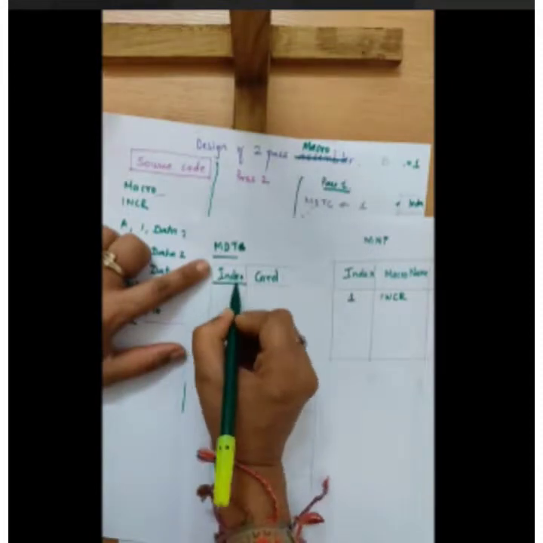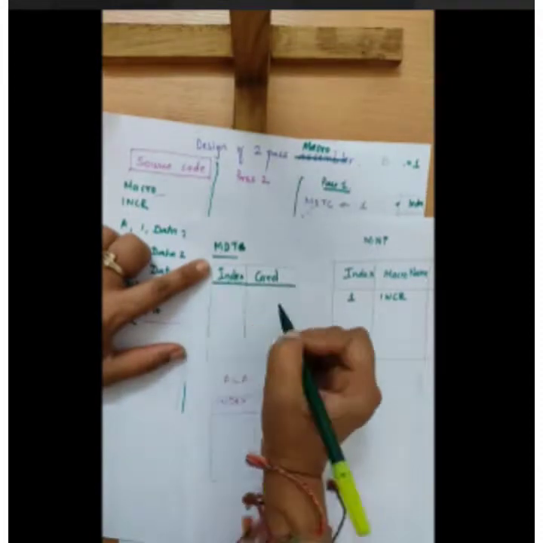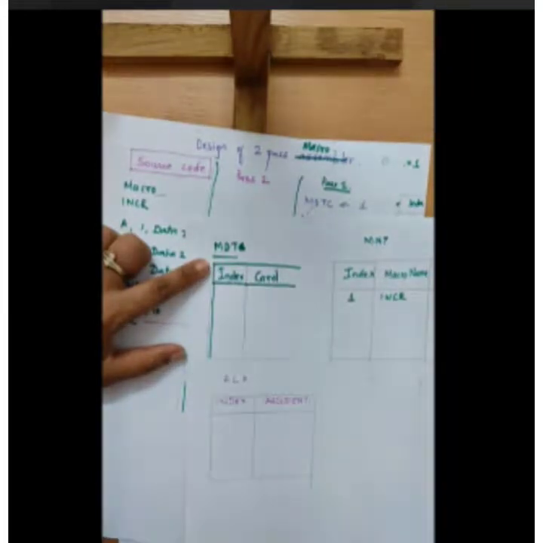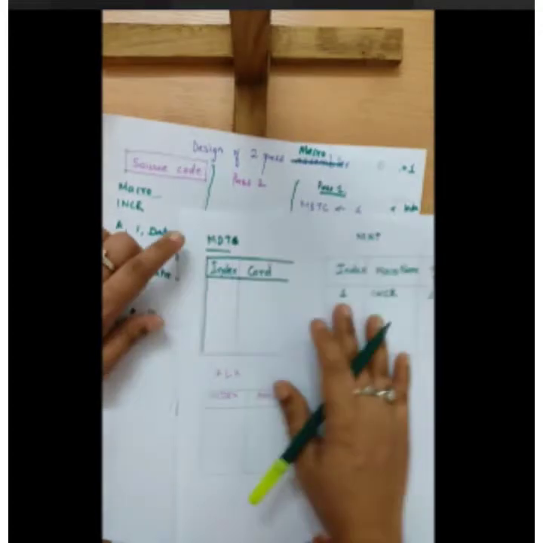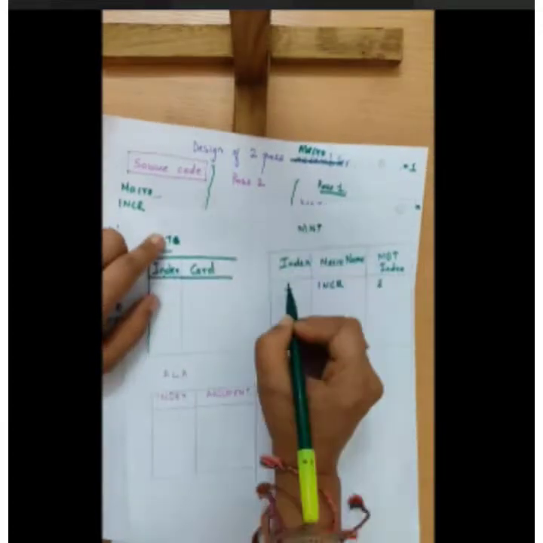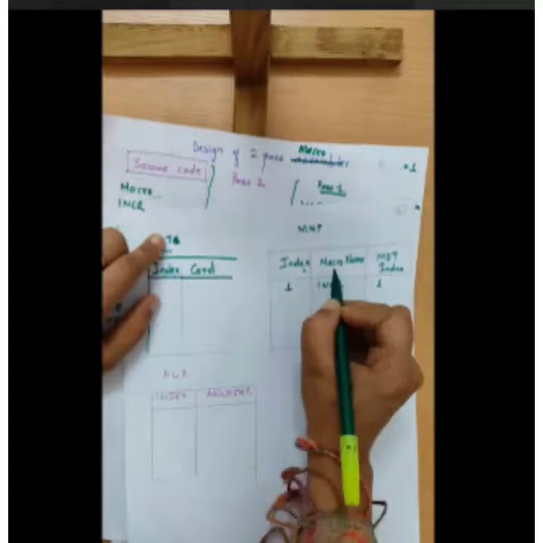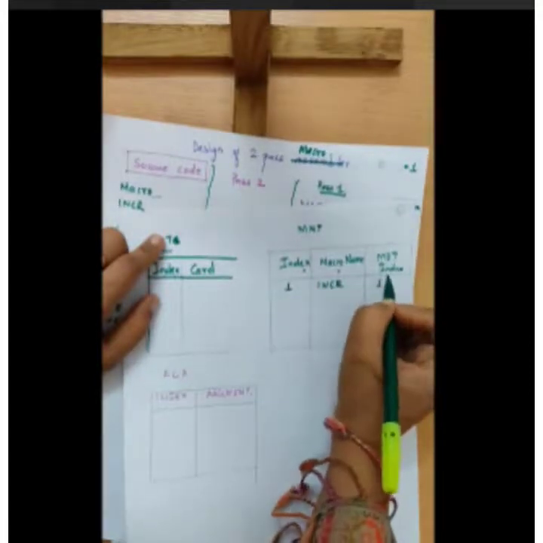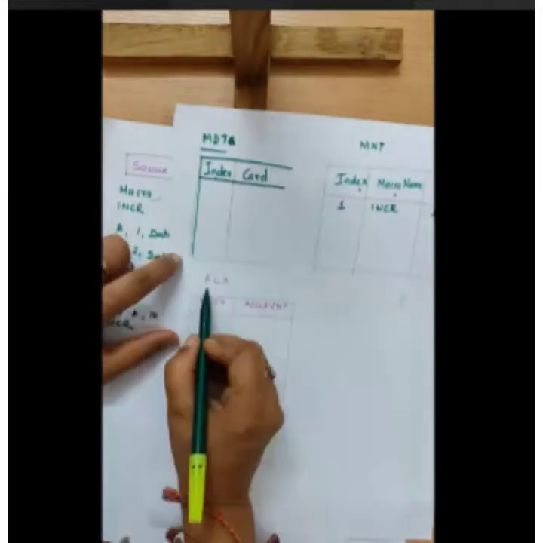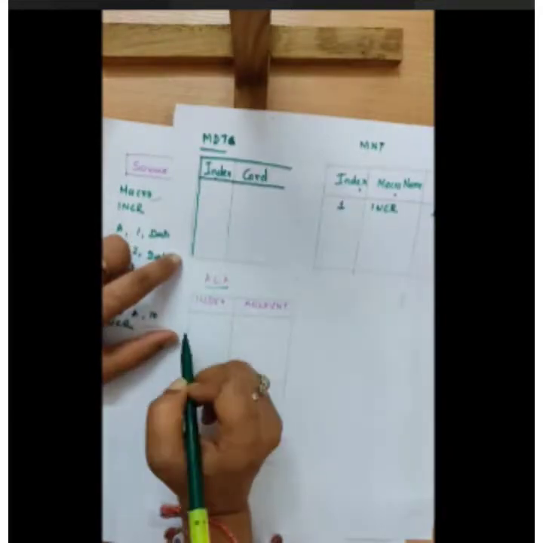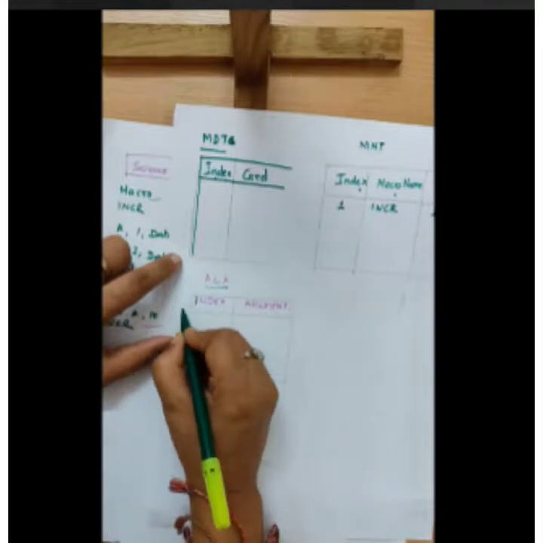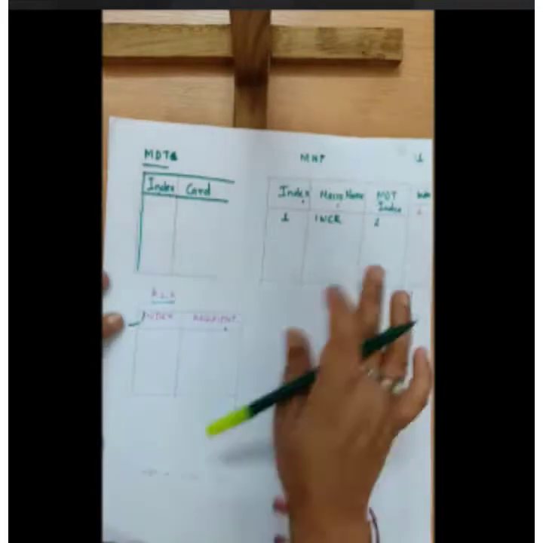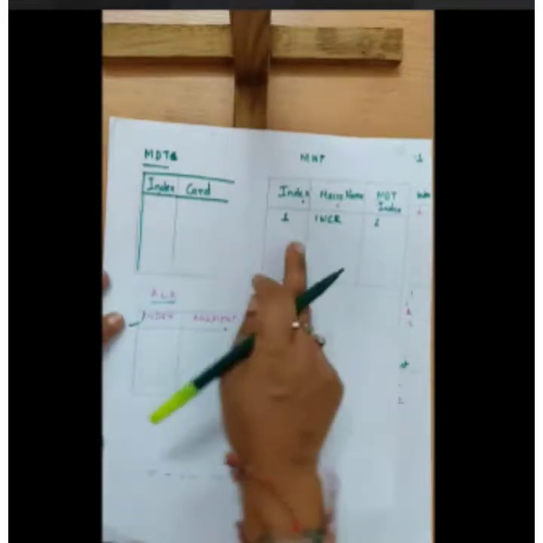First comes the index and second is the cart. So this is the format of my MDT table, right? Then the second table format is MNT, where I have an index, a macro name, and an MDT index. And the last table is the ALA table. So here again I have an index and the argument. So now these are the three table formats that we require for pass 1.